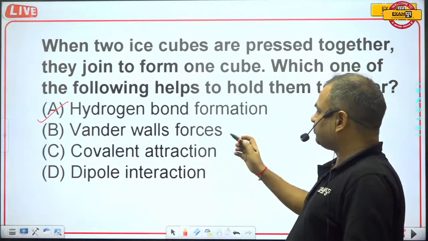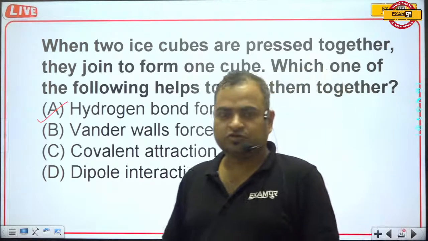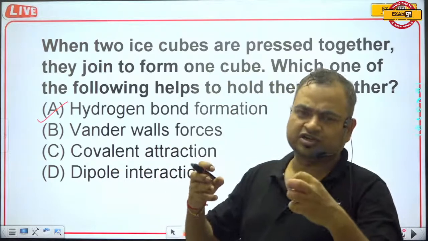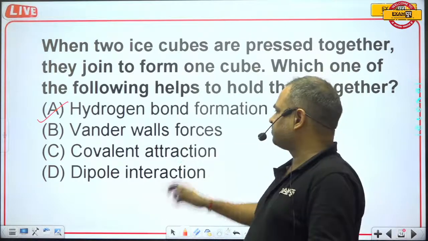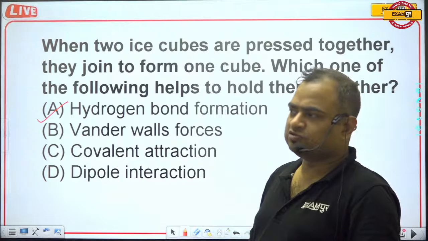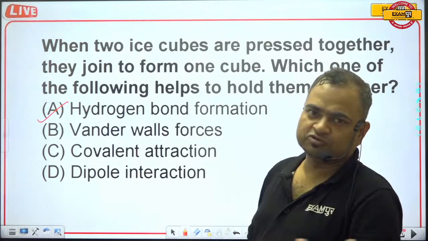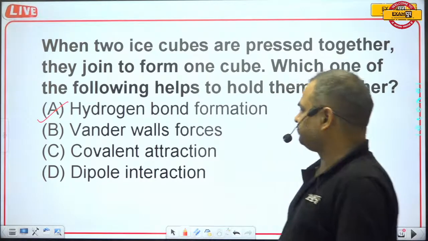Okay, van der Waals forces are the non-polar forces. Any two molecules having no charge, if they attract each other, then such attraction forces are known as the van der Waals forces. Just like gas molecules, if the gas molecules are attracted by the walls of any container, then obviously van der Waals forces are acting between them.